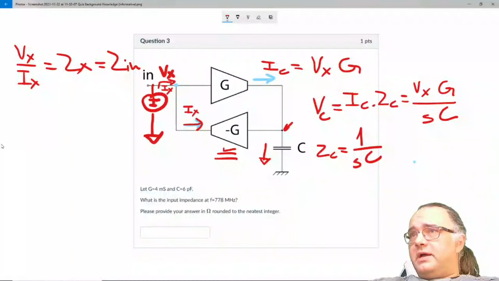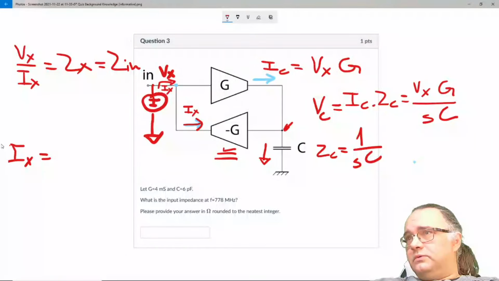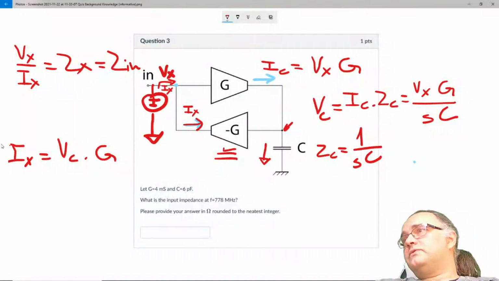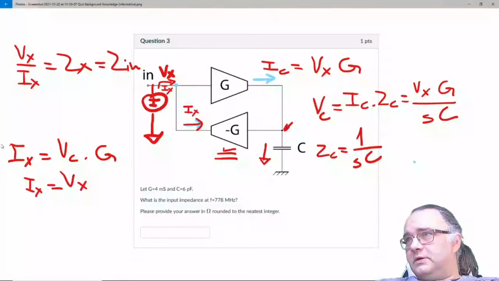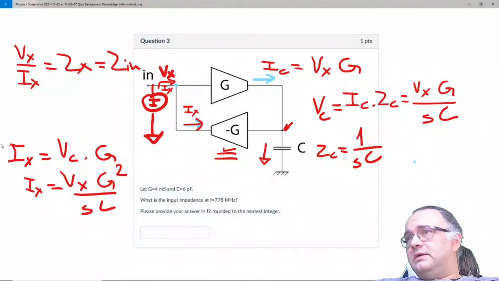All right, now we can write Ix. This is equal to the voltage Vc times G. The minus sign is taken into account by the direction of the current. It flows in, so minus sign. Then Ix is equal to Vx G squared divided by SC. So we took Vc from here and then multiplied by G.